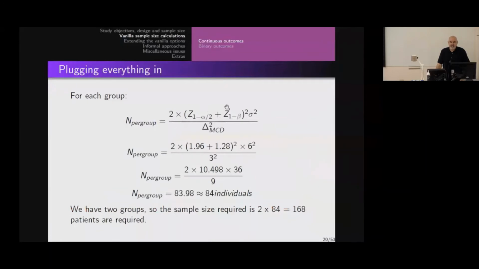And here it is. Ugly formula gets converted into simple arithmetic, okay? There it is right there. And we find that we need 83.98, which we round up. We always round up. It could have been 83.0000001 and I still would have rounded it up, okay? So we round up to 84 individuals per group. So our sample size that we require is 2 times 84, which is 168 patients, okay? Did we follow that? Okay.